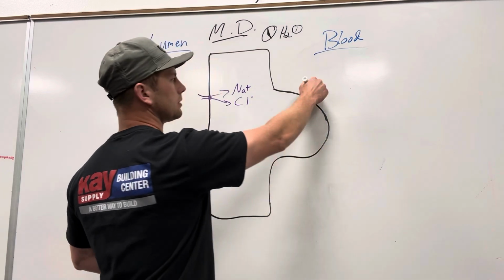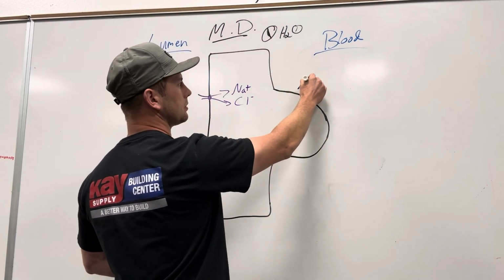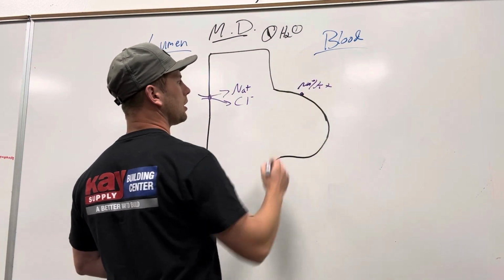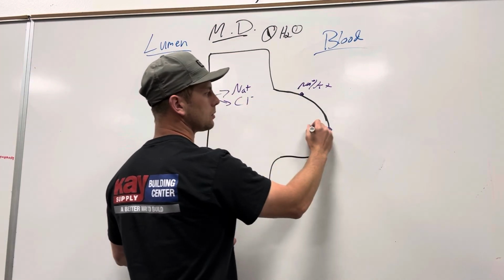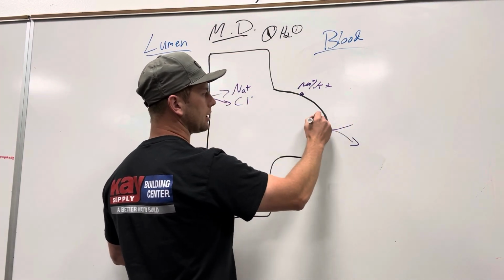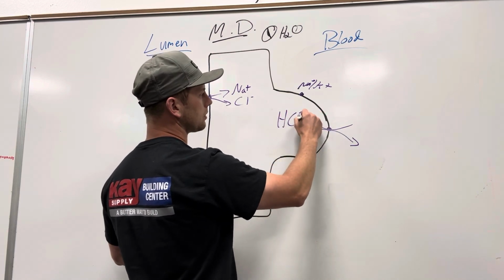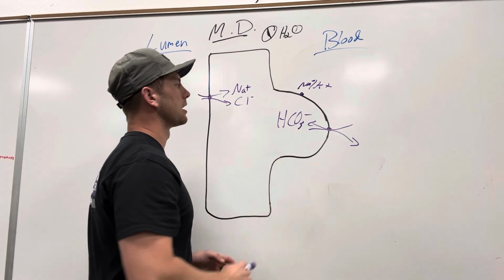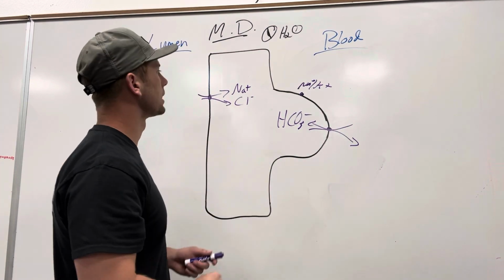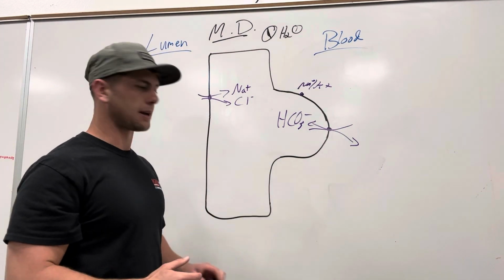So we still have our NAK pump here. But we also have this channel where chloride will go out and bring in bicarb, HCO3. So we're going to get bicarb back into these cells. That's pretty simple. That's the macula densa cells.